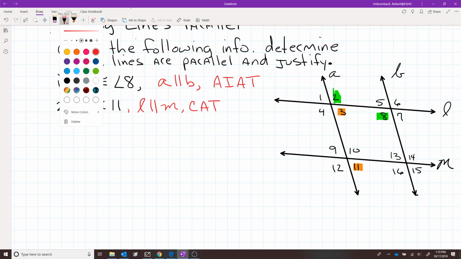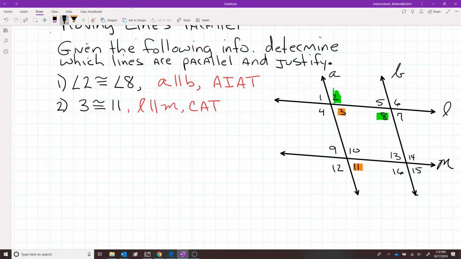Is this making any sense? I hope a little bit. They give you the information. You identify the angles that are given and how they're related to each other. That's it. And then based on what you learned last week about those pairs of angles, you can determine what the transversal is and what lines are parallel. Alright, so it's a little bit of a review, but you do have to identify some angles.